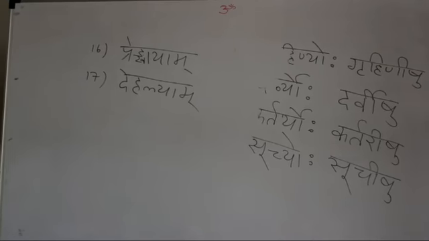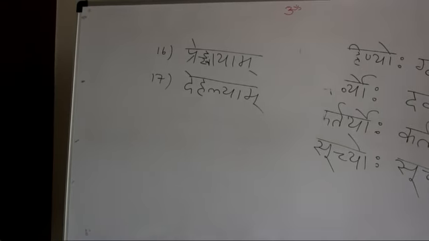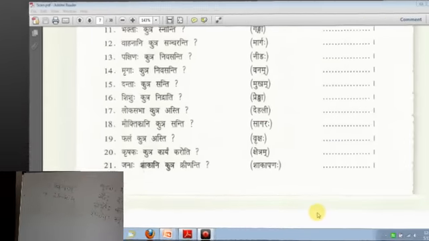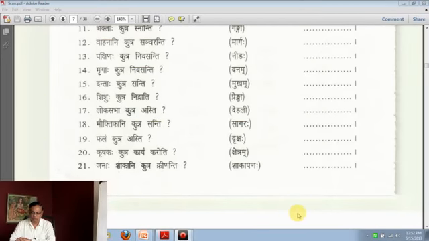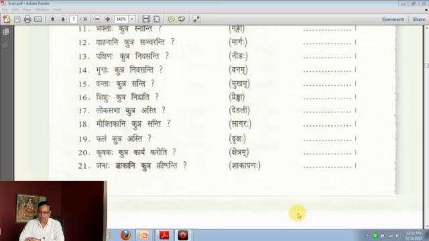So, very easy exercise 234, with one correction in the verb. We move on to exercise 235, page 389. Here again the practice of kutra is continued, as you can see.